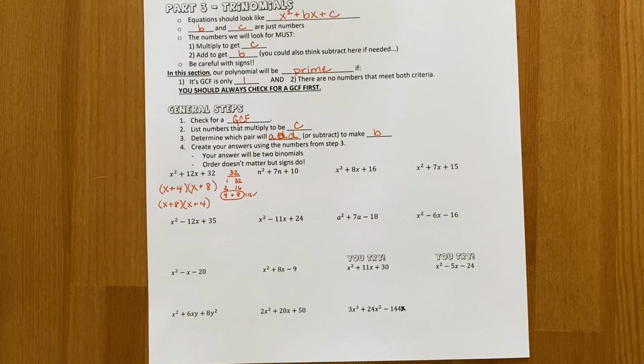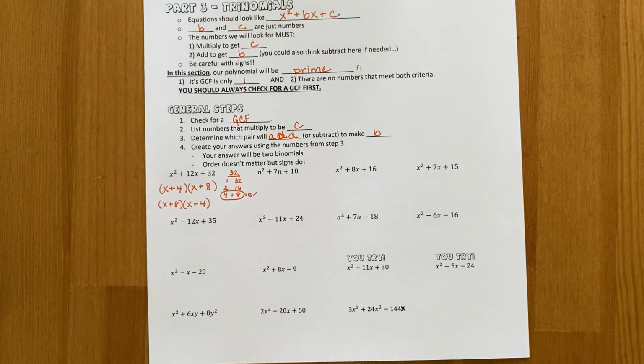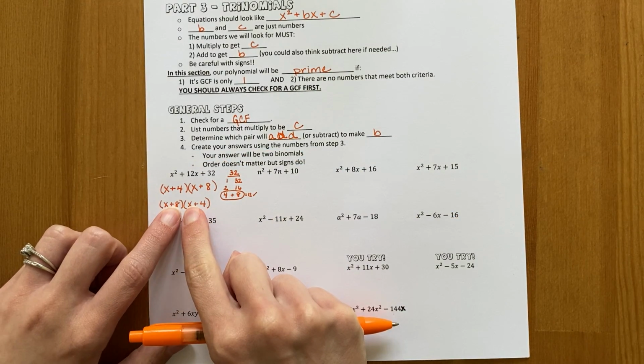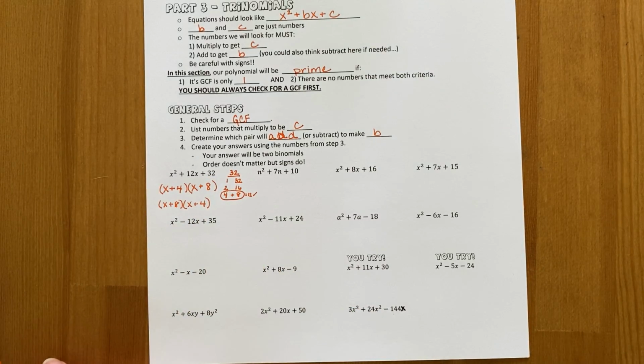Okay, if you're looking to check, you can always FOIL this back through and see if you get back to your final answer. You can do it real quick. Here's x squared, 4x plus 8x would make 12x, and 8 times 4 makes 32. So it does check out.